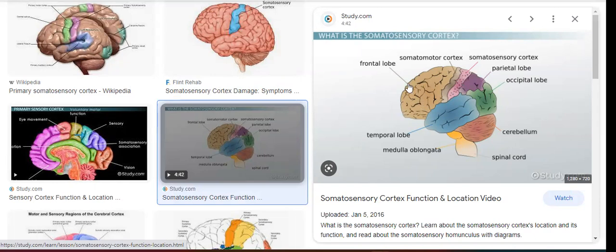Okay, this is the frontal lobe. This is the parietal lobe. You can have middle frontal plus parietal. In between the parietal and frontal lobe, this is the occipital. This is the temporal lobe. Okay.